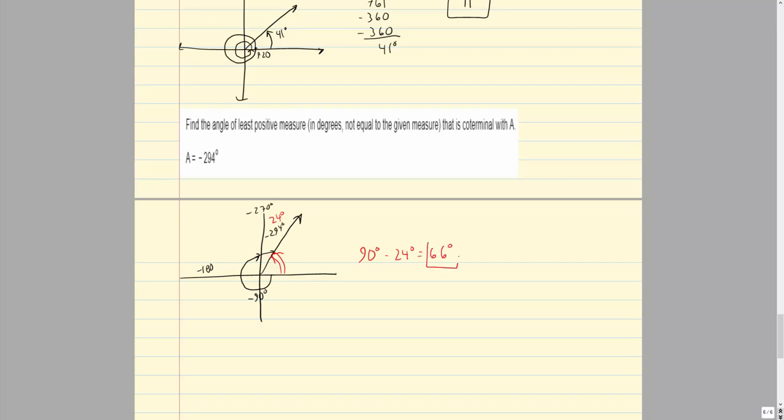That would be my angle of least measure that's positive and coterminal with the angle that we just graphed of negative 294 degrees. So that would be one way that we could approach this. I could have also just taken 360 degrees minus the 294 degrees to get my 66 as well. But it depends on where this lies in space in terms of the quadrant. So I think it's always a good idea to graph first and then logic your way through that. Either way, a graph is very, very helpful.